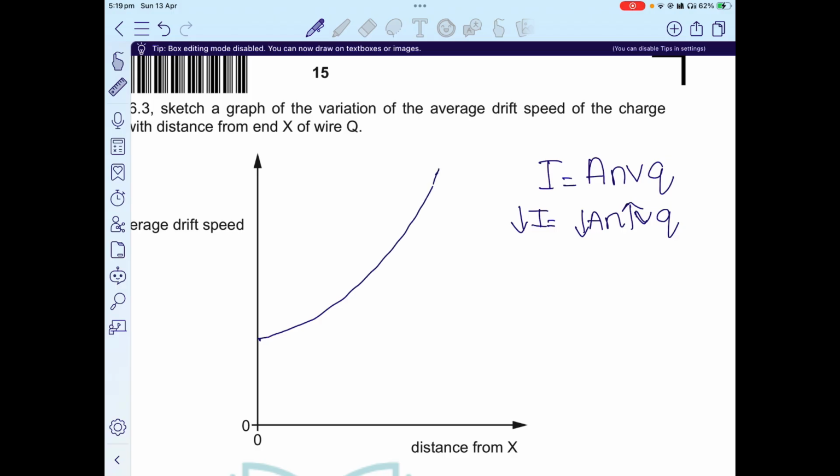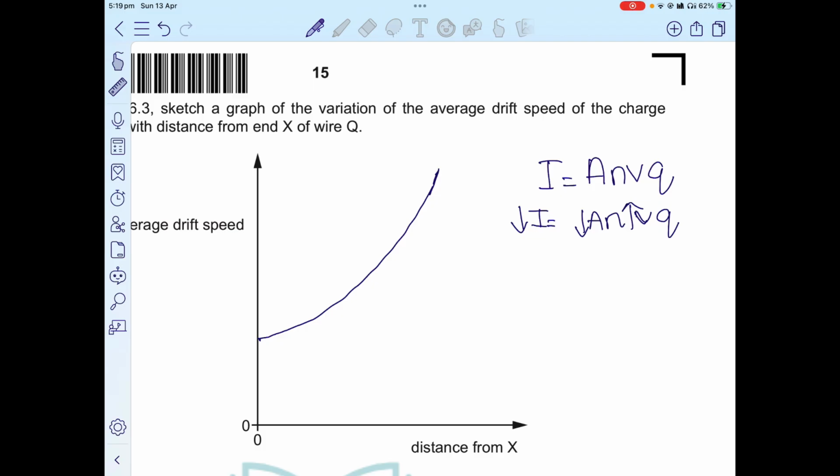Now I bet you've understood why it is a positive gradient. But why is it actually a curve? Because the area will decrease by the power of 2 every time because the radius is squared, right? And we know that the graphs of any exponentials are drawn like this.